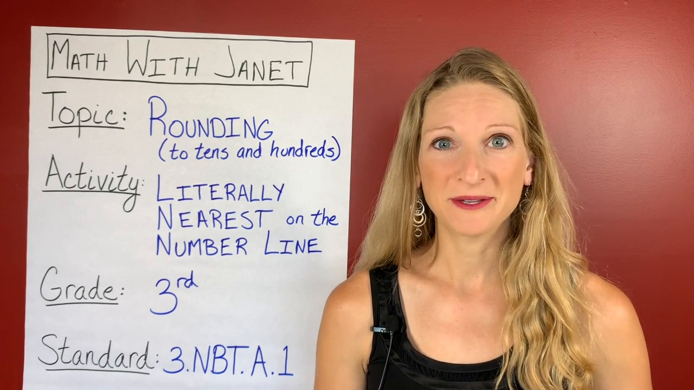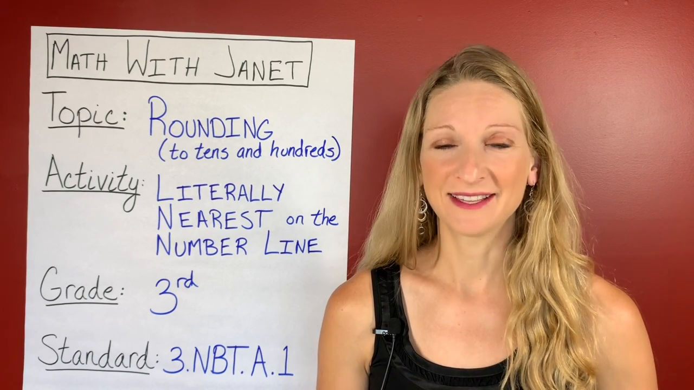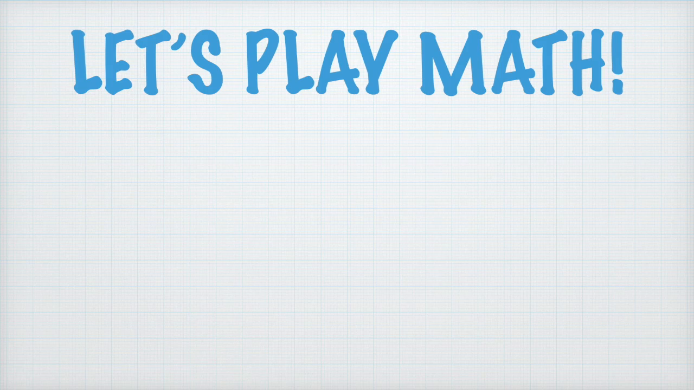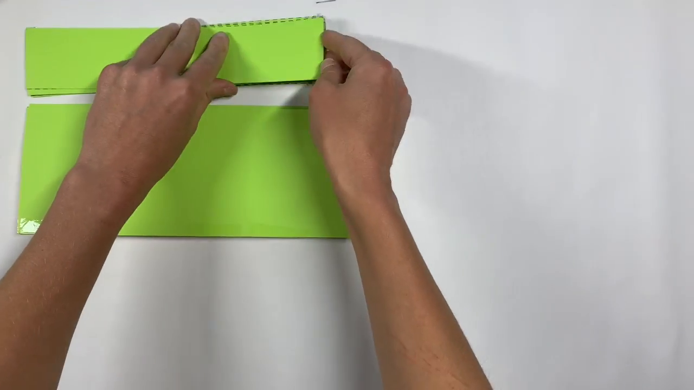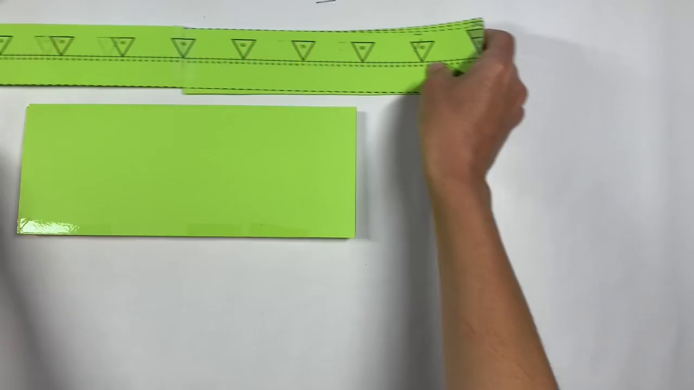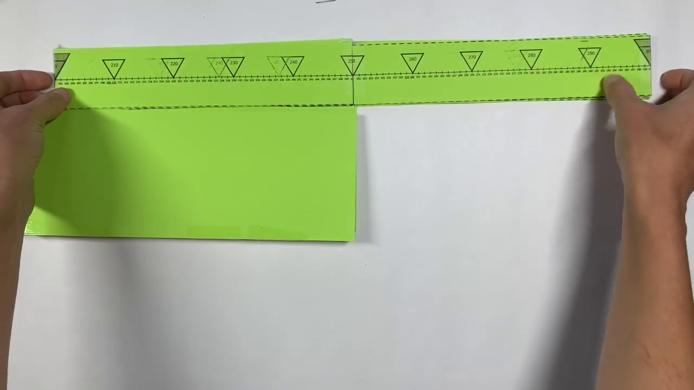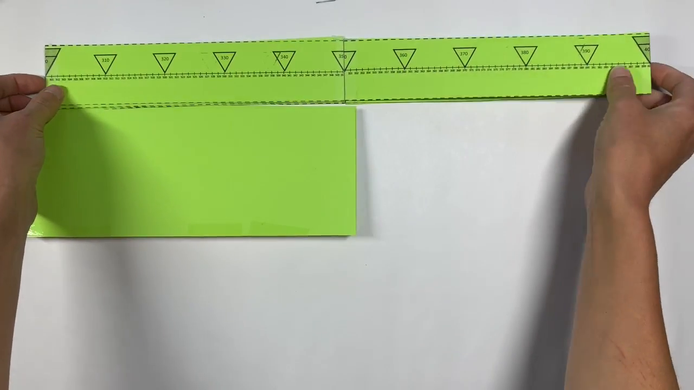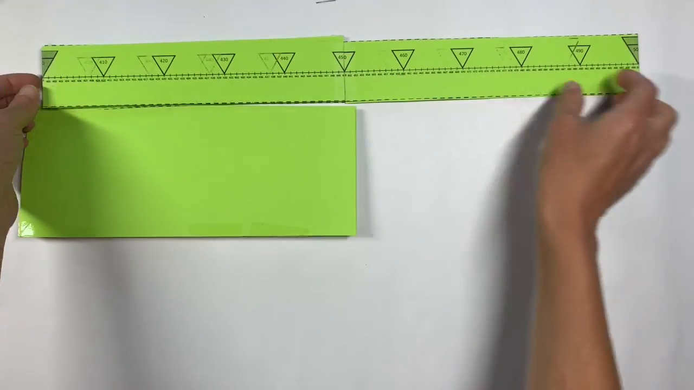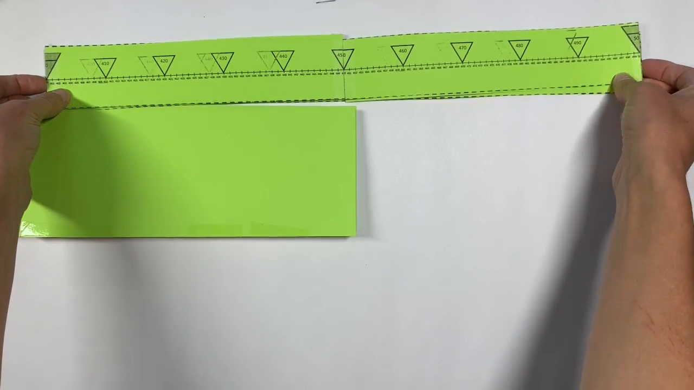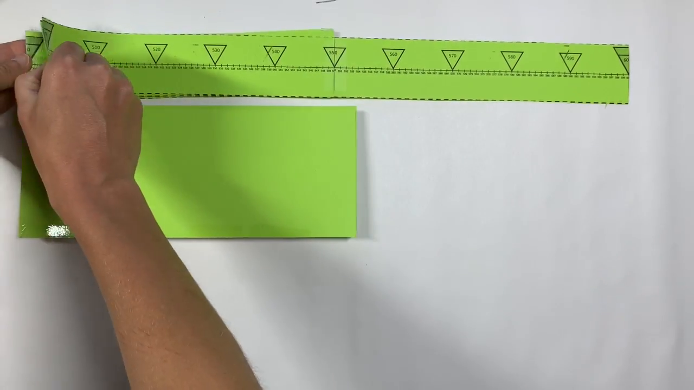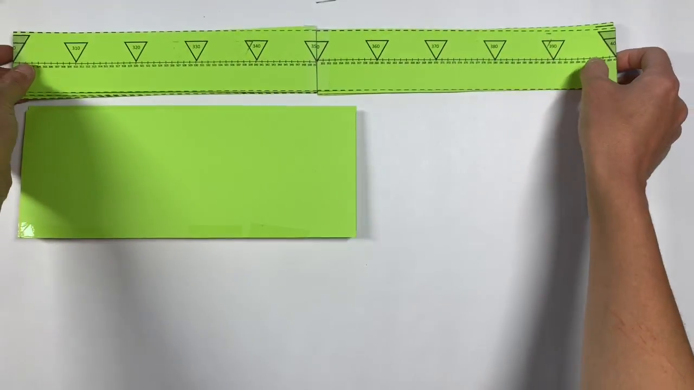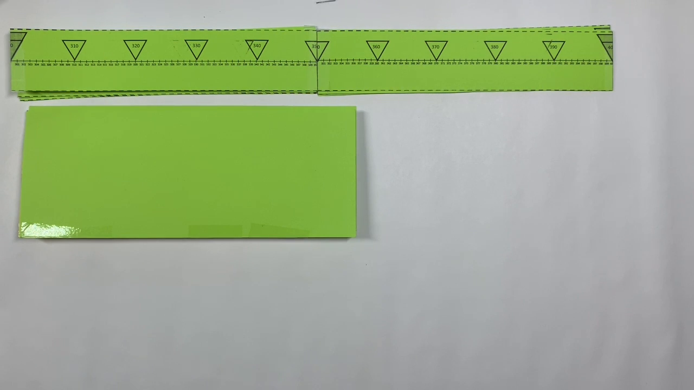All right, Math Champions, it's time to get started. Let's play math. When you download and print the number line, it goes from 0 all the way up to 1,000, counting by ones. It's got each 10 marked off with a triangle and each 100 marked off with a larger shaded in triangle. This is designed so that if you print it out and you tape it all together, it's a really long number line.